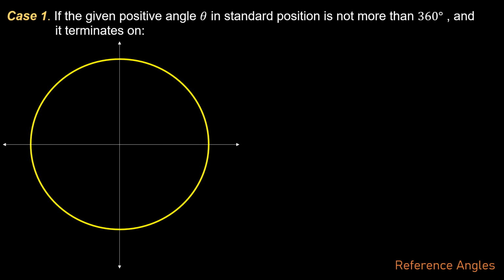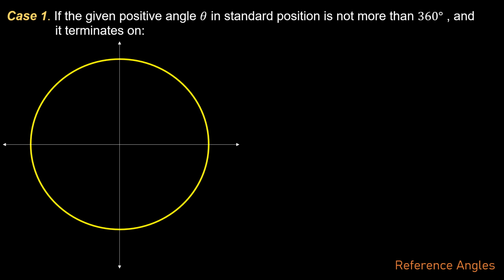So in that case, by the definition of reference angles, we can now have two possible cases. First, if the given positive angle in standard position is not more than 360 degrees. So it means it cannot form one complete revolution. It will just lie in the first, second, third, and fourth quadrants, but it will not rotate again. So where will it terminate? What if it terminates or ends in quadrant 1, 2, 3, and 4? How do we find the reference angle?